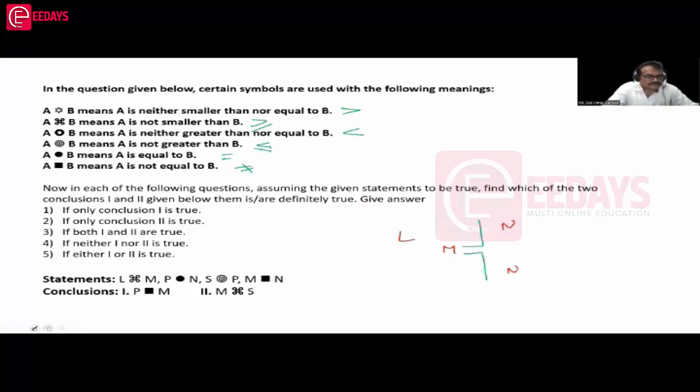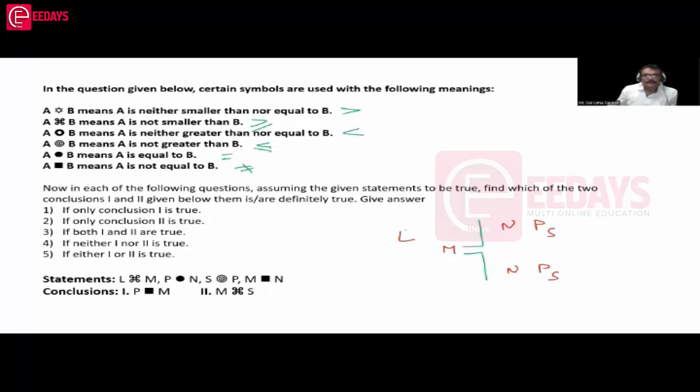What next? n p dot m, p is equal to n. Just write down a horizontal line. What next? s less than or equal to p. Now if you observe, n is equal to p, n is not equal to m. That means p is not equal to m, or not? Yes. And what about s? What is the relation between s and m?